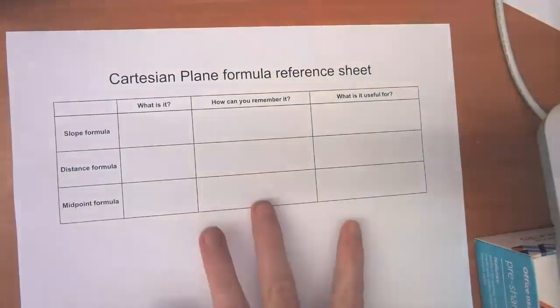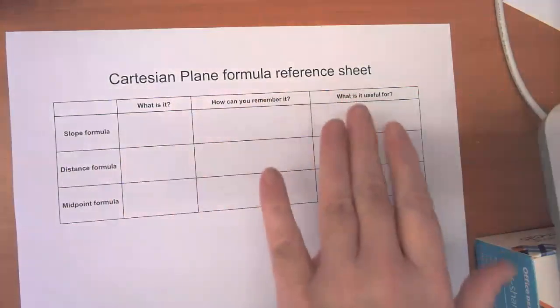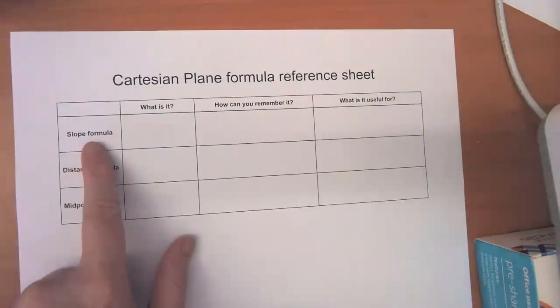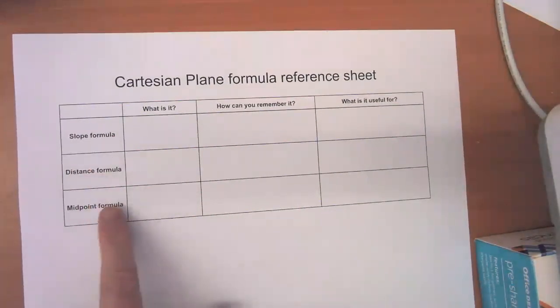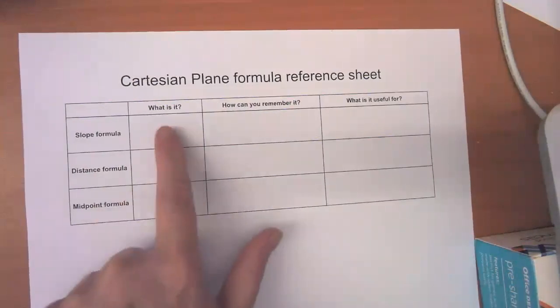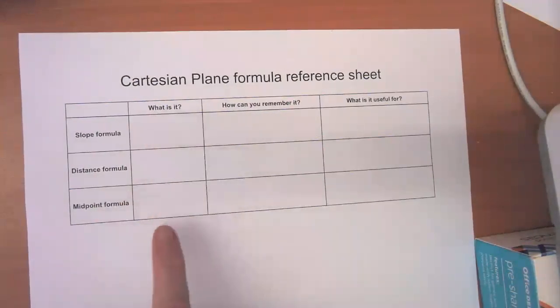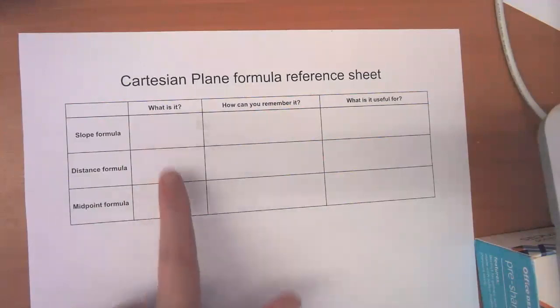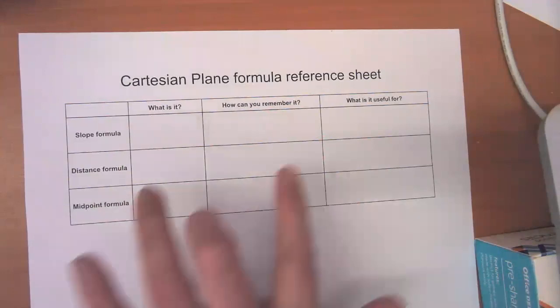So here is the Cartesian plane formula reference sheet. And this is going to be talking about the slope formula, the distance formula, and the midpoint formula. So in this column, you're going to write down what those formulas are. And you'll see that's the smallest one of the boxes, as it turns out.